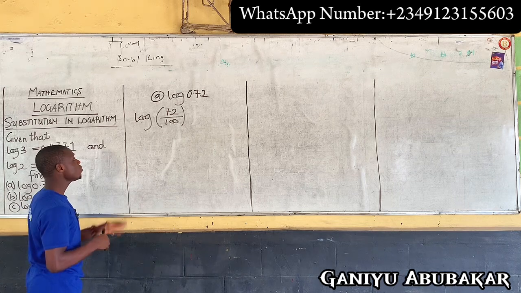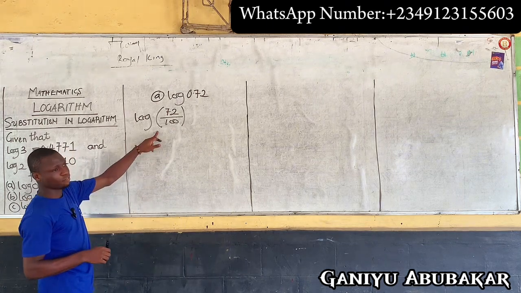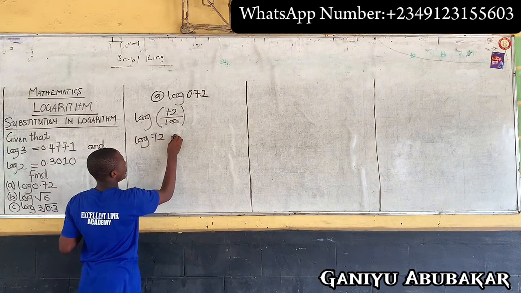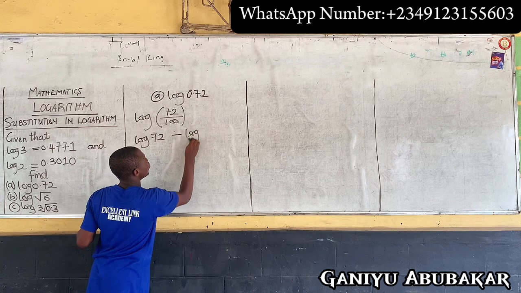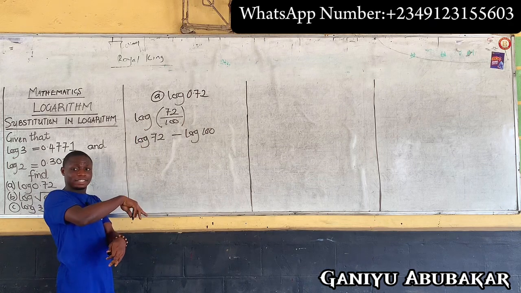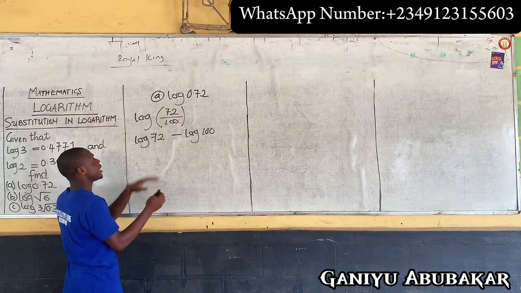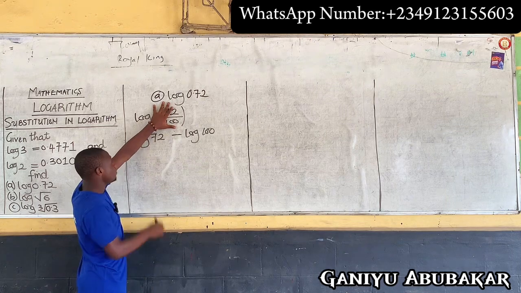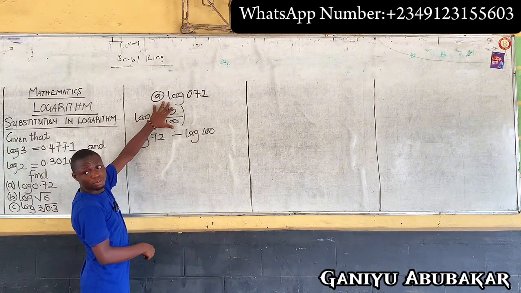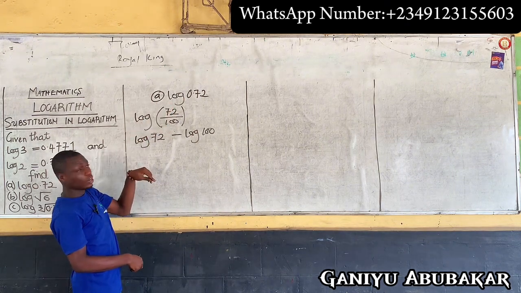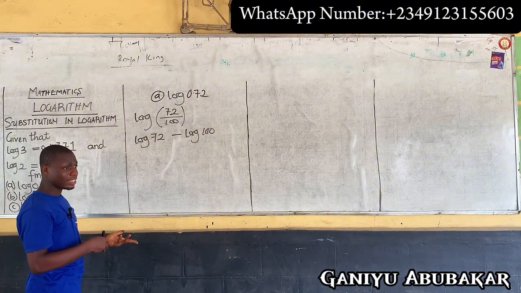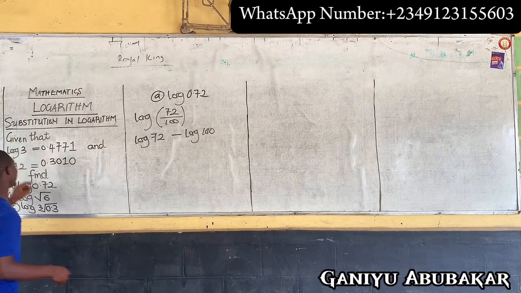From here, observe that if I take a reverse, I should have log 72 minus log 100, from the subtraction law, because division, taking a reverse, becomes minus. If I'm seeing log 72 over 100, I'm taking a reverse backward, right? From here, I'll try to express 72 in terms of two numbers I know that will at the end give me 3 and 2.